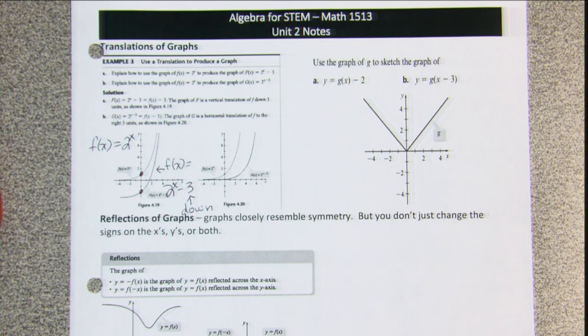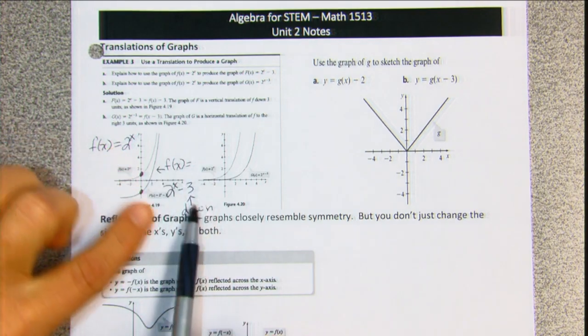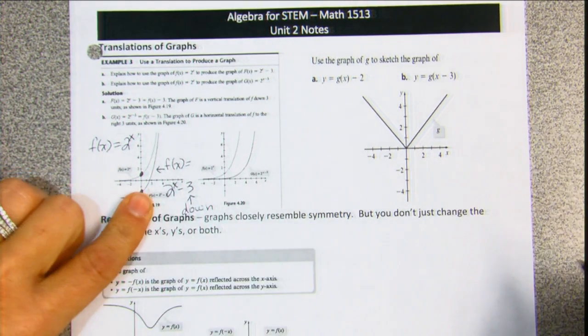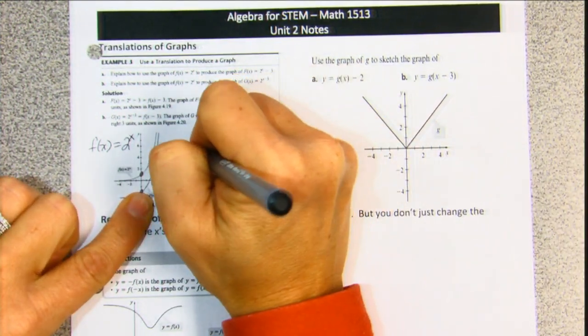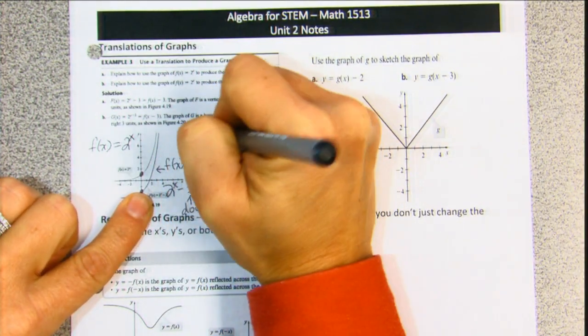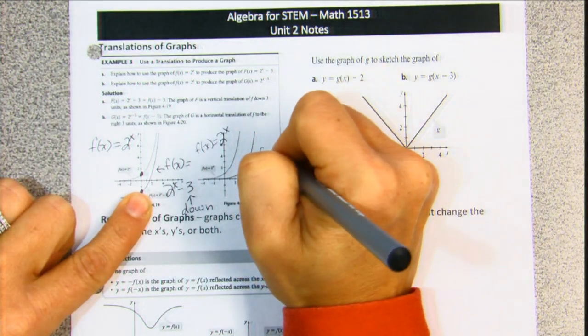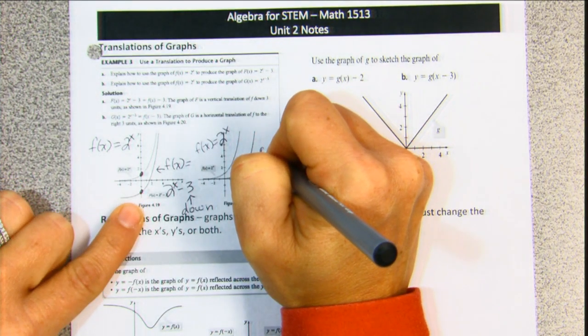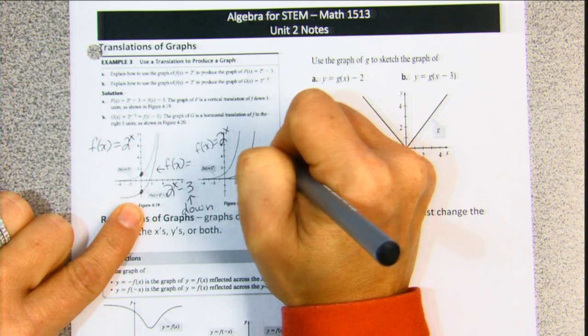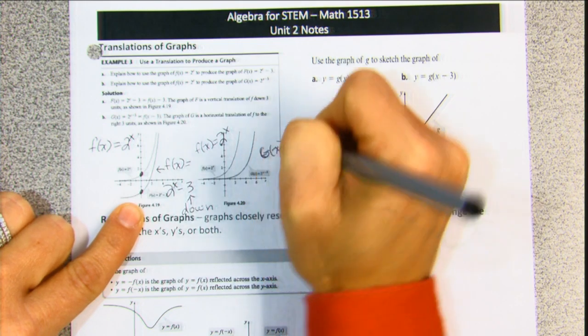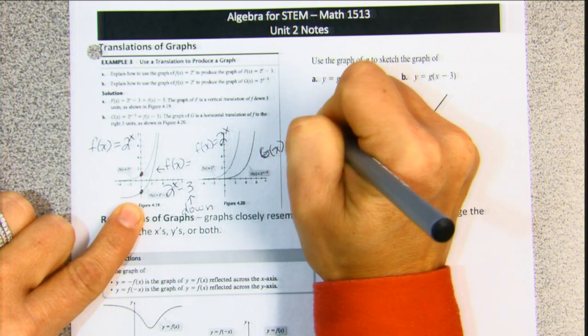If it's moving to the right or to the left, generally you're going to have it adding or subtracting from the variable itself. Like this was subtracting from this term, but this is the parent function, which was the same as what we saw before, 2 to the x power. This function says g of x equals 2, and they're subtracting from the variable.